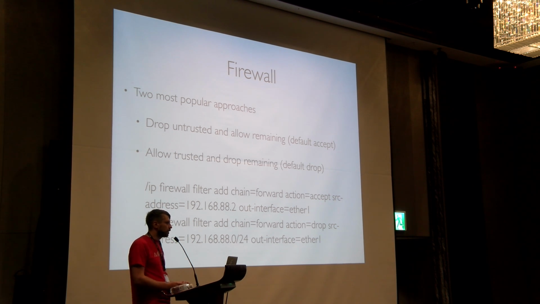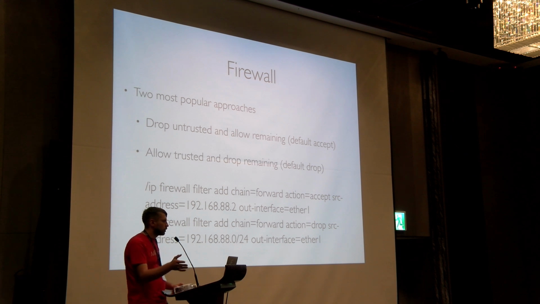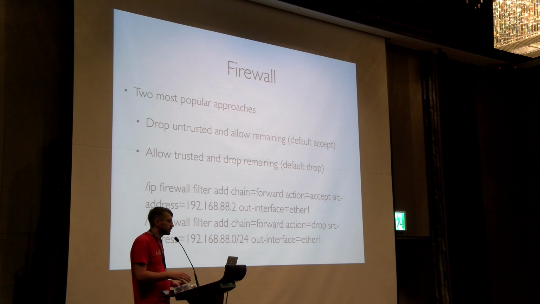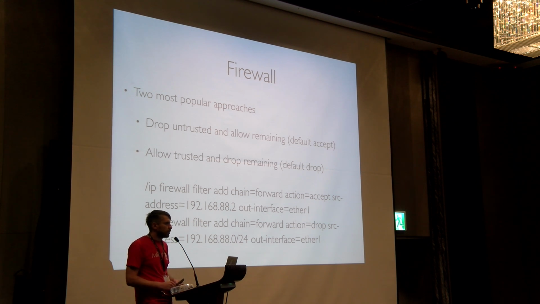Basically, we can divide all firewall configuration or firewall concepts into two approaches. One approach is that you drop all untrusted traffic that you don't like and allow everything else. Another is that you allow only specific trusted traffic and drop everything else. By default, if you don't have any configuration on the MikroTik firewall, every firewall chain has accept at the end, so you are accepting all the traffic.